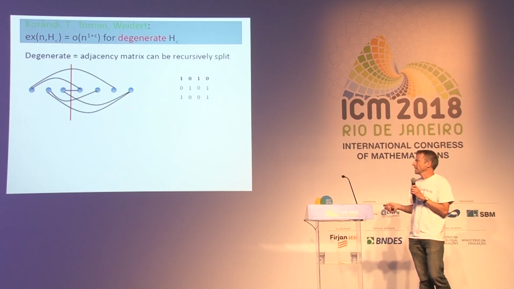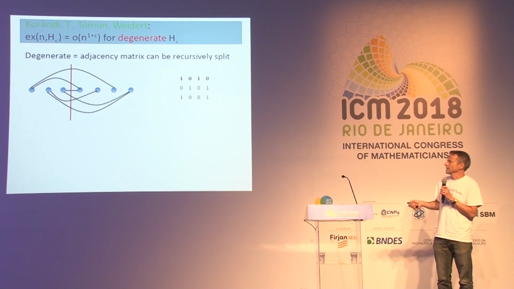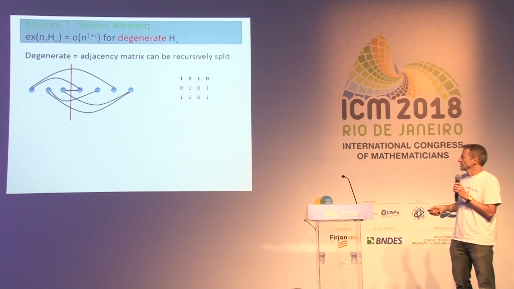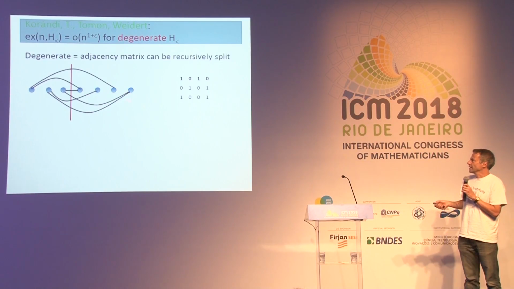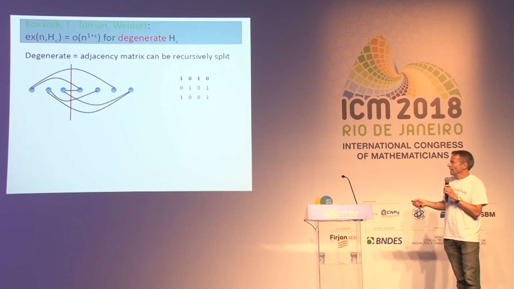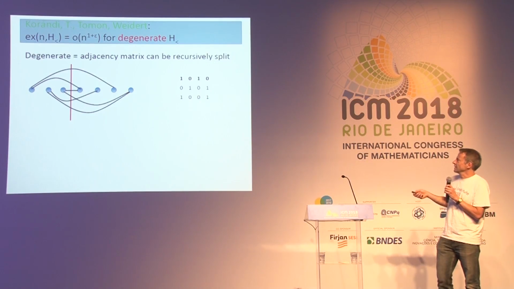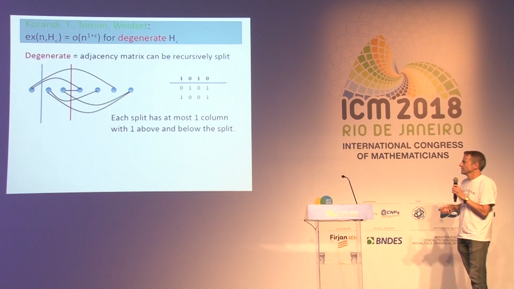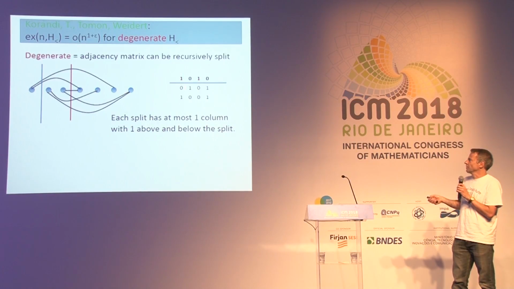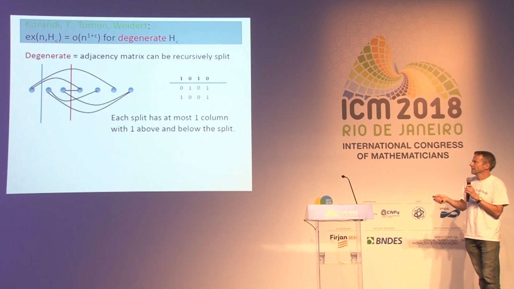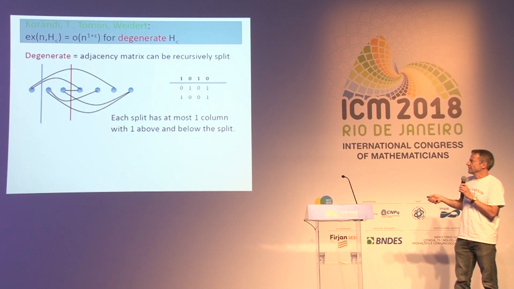It's easier to explain with the adjacency matrix. So this is the ordered bipartite graph on 7 vertices. This was one of the 2 that our methods with János Pach didn't apply to. And so you make a 3×4 adjacency matrix out of it. And now this is degenerate because you can cut it horizontally such that there is just one column that has a 1 both above and below the line. So this is a legal cut.